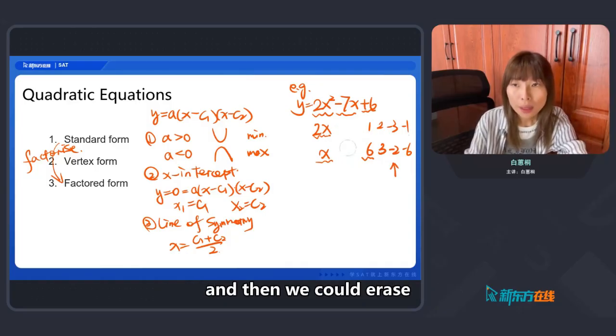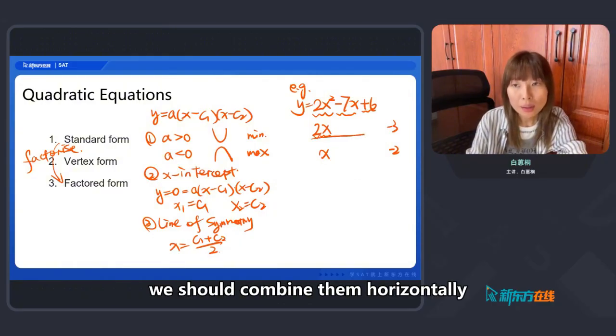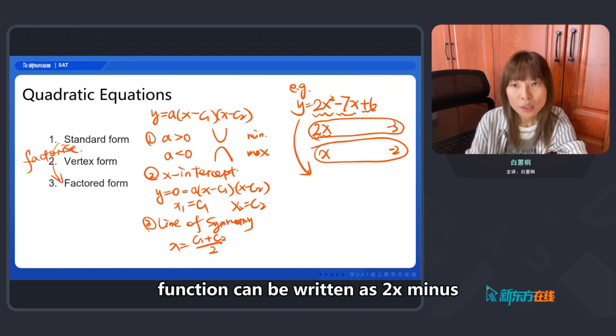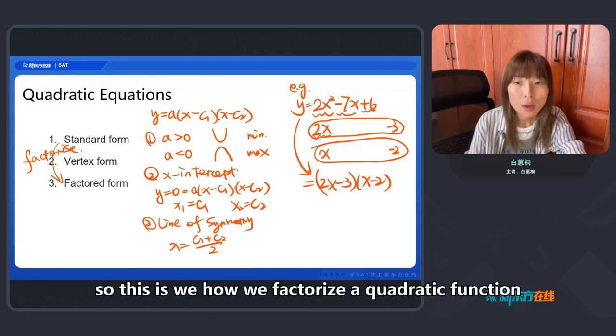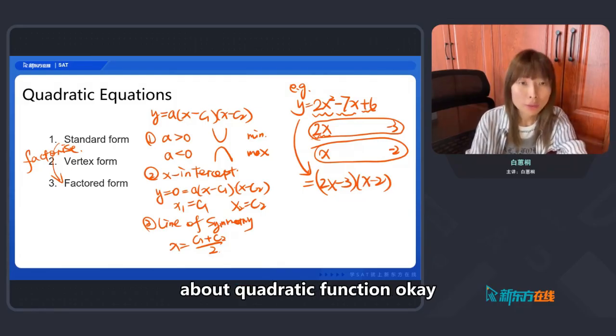And then we could erase all of the other pairs, and then we should combine them horizontally, okay? So that means the quadratic function can be written as 2x minus 3 times x minus 2, okay? So this is how we factorize a quadratic function, okay? So this is all the key information we have to know about quadratic functions, okay?